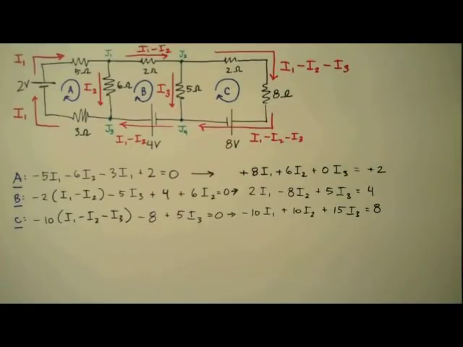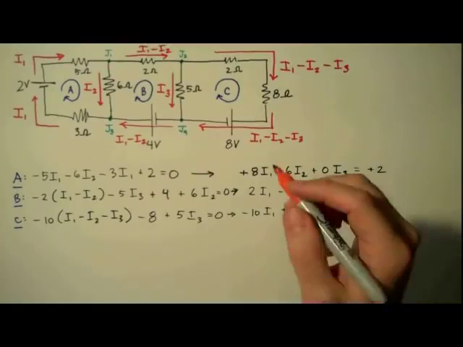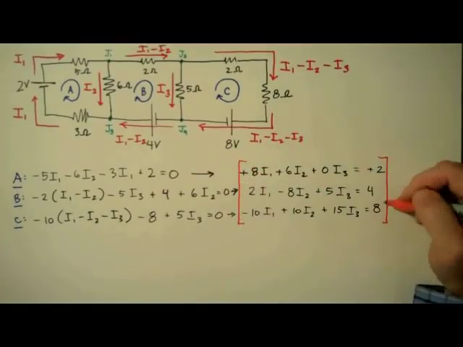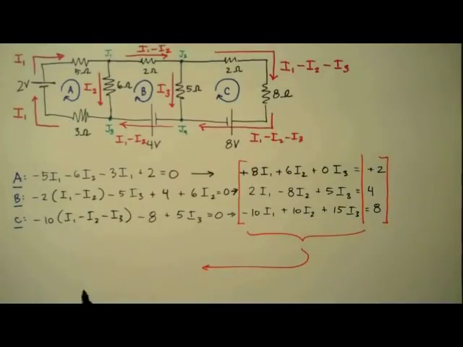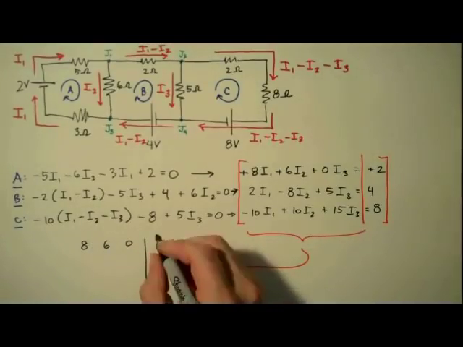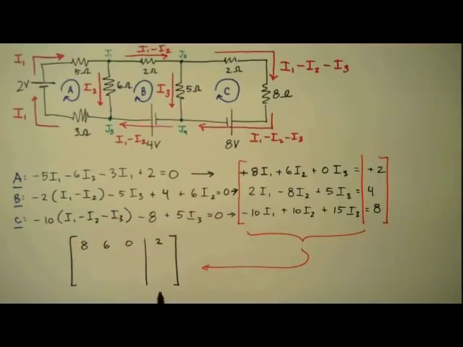To solve these equations, we're going to set up an augmented matrix. Now, I like to draw mine right on top of my equations so I can see the entries more clearly. So the first row we have 8, 6, 0, and 2. Second row we have 2, negative 8, 5, and 4. Third row, negative 10, 10, 15, and 8. Okay, so there's our augmented matrix. Time to flex that matrix muscle of yours and do some Gauss-Jordan elimination.